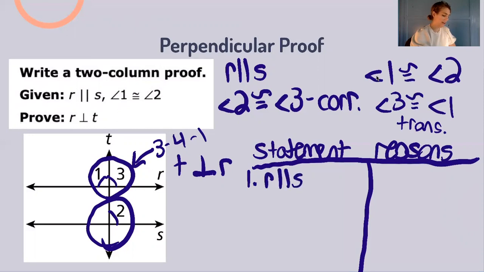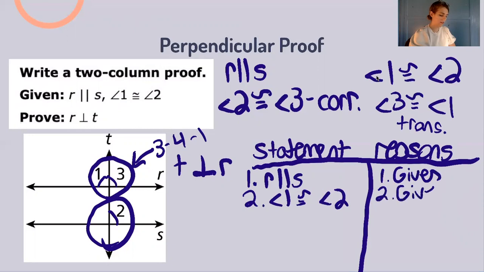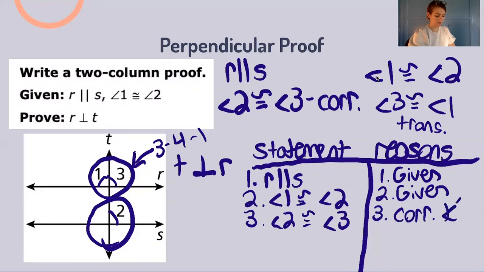First I'm going to list my givens. So I have R is parallel to S, and angle 1 is congruent to angle 2. Next, I said that angle 2 was congruent to angle 3 because they were corresponding angles. For 4, I said that angle 3 was congruent to angle 1 because of the transitive property.